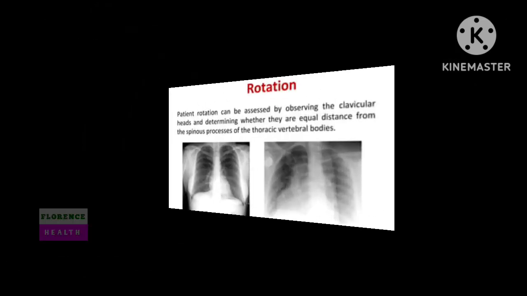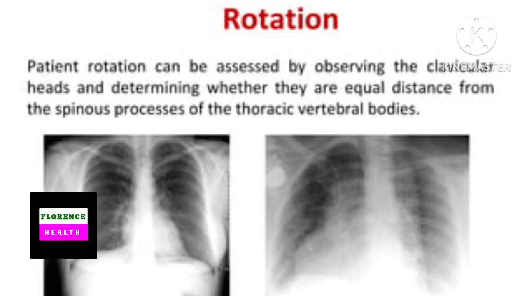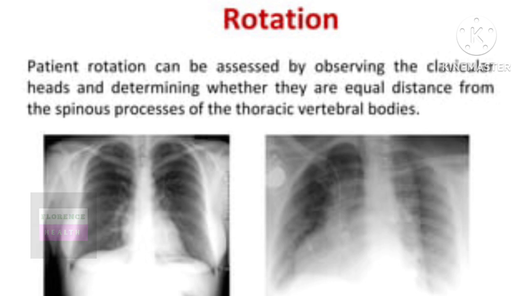So on getting an X-ray film, you should observe whether both clavicular heads are at equal level or not, and whether both clavicular heads are equidistant from the spinous process of the vertebra or not. If they are at equal level and equidistant from the spinous process, then it is a normal or non-rotated X-ray.